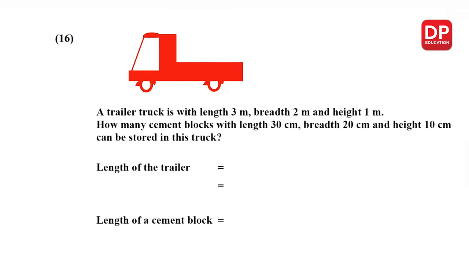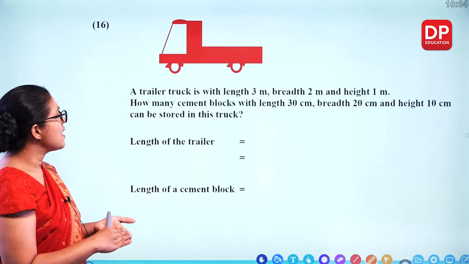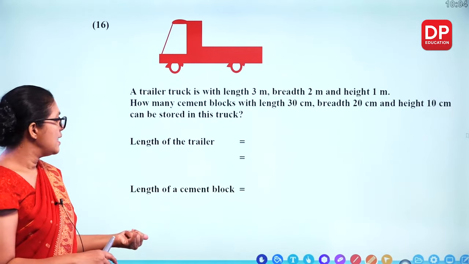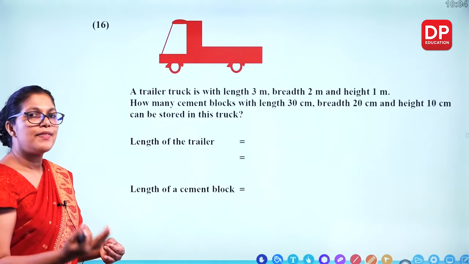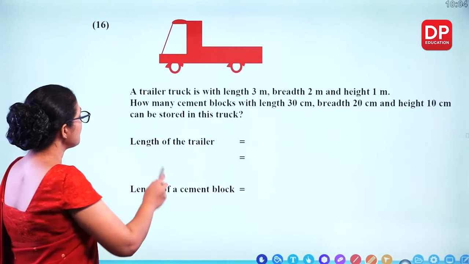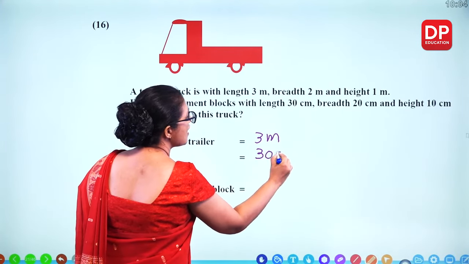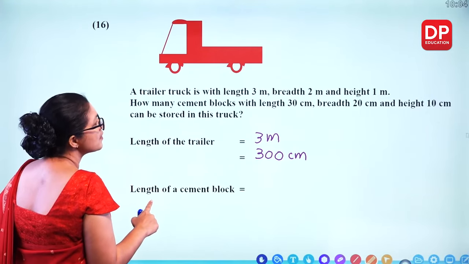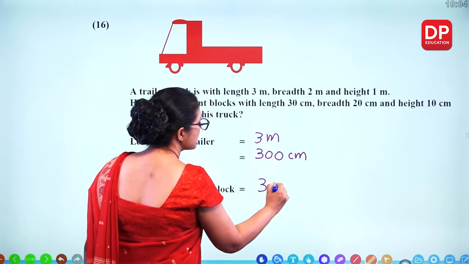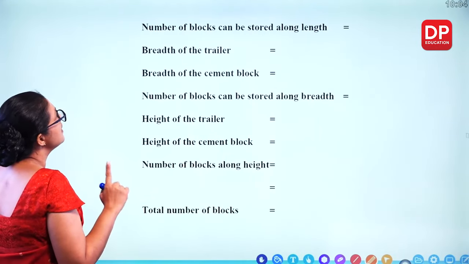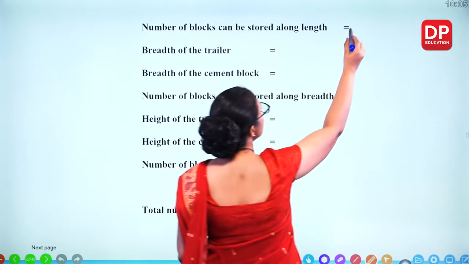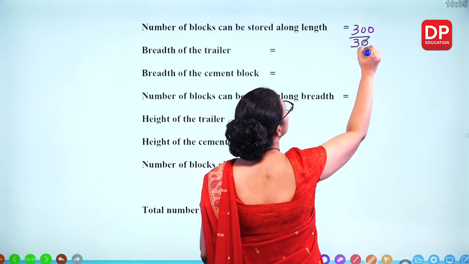A trailer truck has length 3 meters, breadth 2 meters and height 1 meter. How many cement blocks with length 30, breadth 20 and height 10 can be stored in this truck? So we can do the same thing as before. Along length, we find how many cement blocks you can store, along breadth and the height, and then we multiply. Length of the trailer, 3 meters. Convert to centimeters, that's 300 centimeters. Multiply by 100. Length of the cement block, 30 centimeters. So, what is the number of blocks that can be stored along length? 300 divided by 30. You get 10.